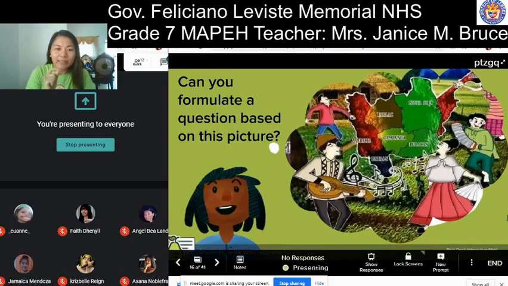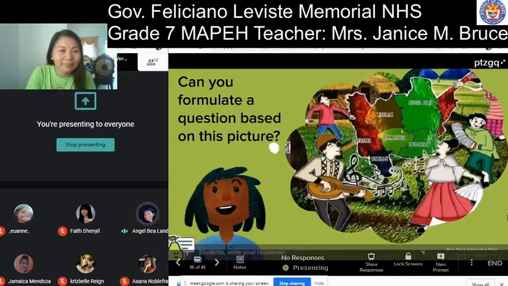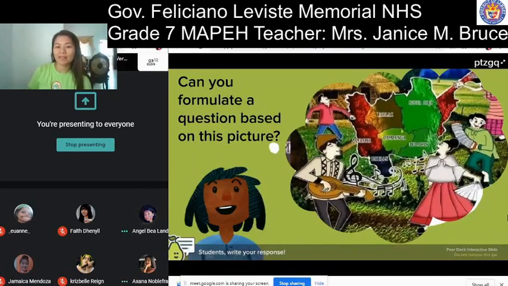Next. Now, can you formulate a question based on this picture? Ma'am, Bea po. Okay, Bea. Why do you think those people are related to the map in the center? Okay, I'm sorry, can you say that again? I just had a problem with the sound. My question is, why do you think those people are related to the map in the center? Okay, so why are those people related to the map? Okay, so we have that question.